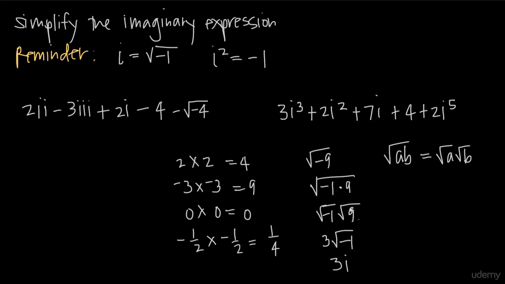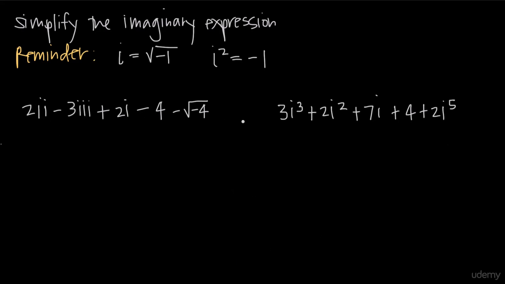And now we say that the imaginary number i is equal to the square root of negative 1, and that i squared is equal to negative 1, because when we square both sides, we're going to get i times i on the left, which gives us i squared, and the square root of negative 1 times the square root of negative 1, which is negative 1. So we take these two values for granted now, and we can use them to simplify imaginary expressions.